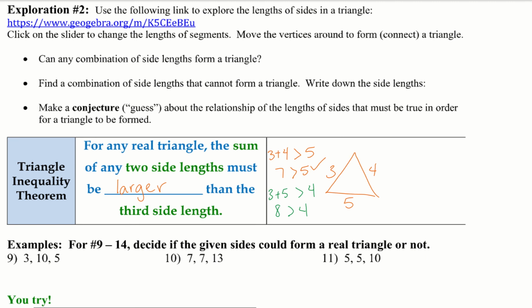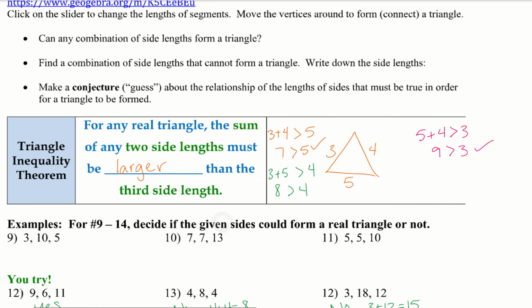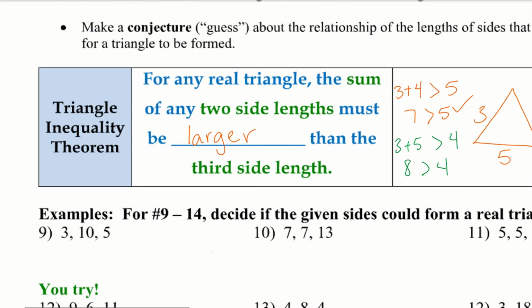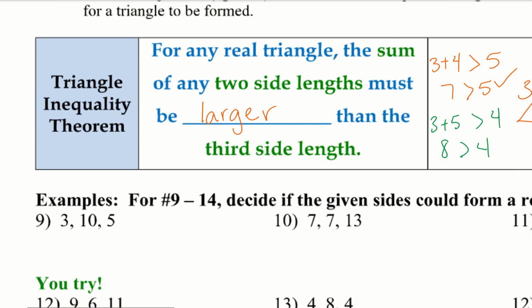And then let's do one more, which would be 5 plus 4 has to be greater than 3. So 9 is greater than 3, so that one also does check out. So therefore, this triangle is true. When we are trying these examples here, we just need to add all the side lengths together. If we come across any that is not greater than the one that's left out, then it's not true.